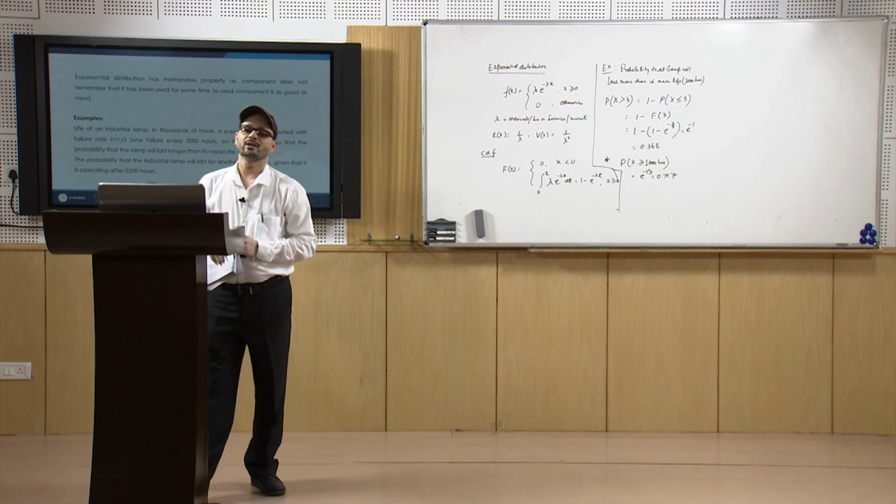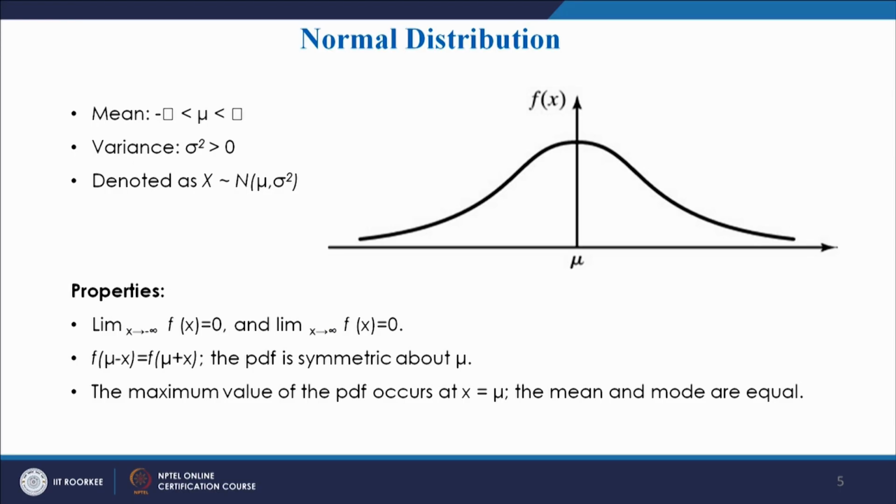The next distribution, which is very popular among the continuous distributions, is the normal distribution. Now, what we see here in the normal distribution is that the mean value can take a value from minus infinity to plus infinity. So any value in between the mean can take, and the variance is known as sigma square.